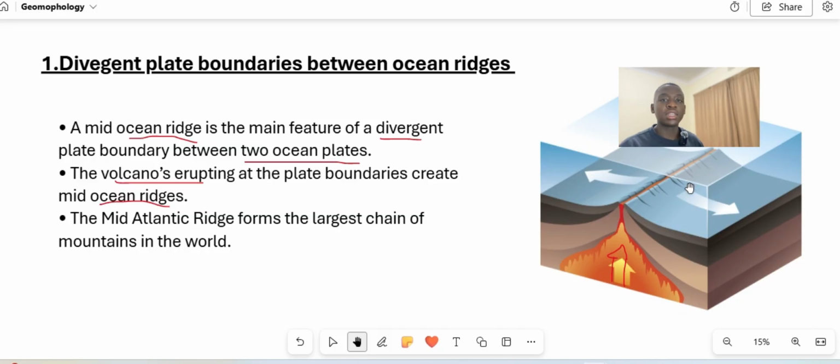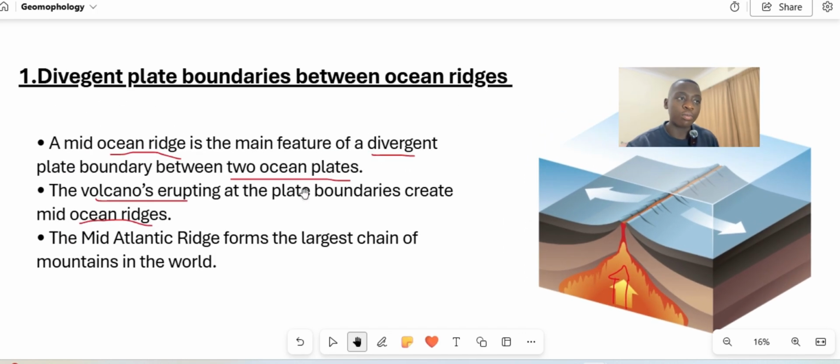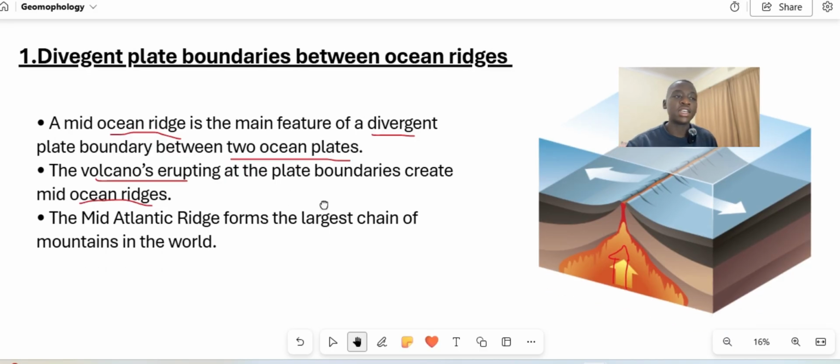As you can see, the crust itself will separate due to the volcanic eruption. Hopefully that is understood. Hopefully you understood this chapter.